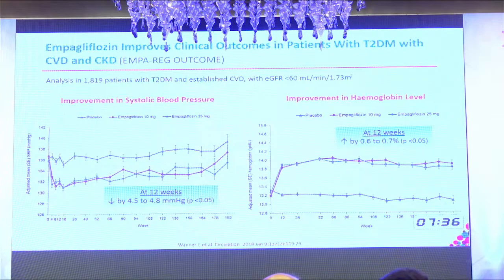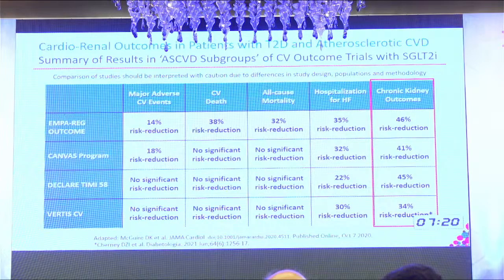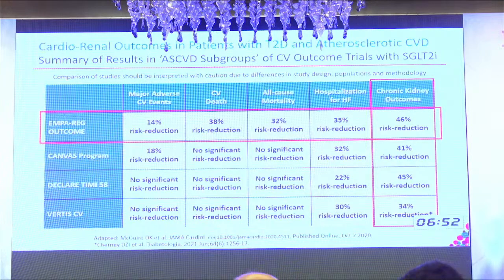So if we look at the EMPA-REG outcomes, the evidence regarding empagliflozin improving the clinical outcomes in diabetic patients, we see a decrease in the systolic blood pressure by around 4 to 5 over 3 months, and an improvement in hemoglobin. Comparing empagliflozin to the other SGLT2 inhibitors, as already emphasized by my previous speakers, they all have their benefits, but if we look at the EMPA-REG outcome and compare to the other studies, empagliflozin ticks all these boxes of reducing major cardiovascular events, cardiovascular death, all-cause mortality, hospitalization for heart failure, or CKD outcomes. So almost a 46% risk reduction in chronic kidney disease outcomes with empagliflozin.